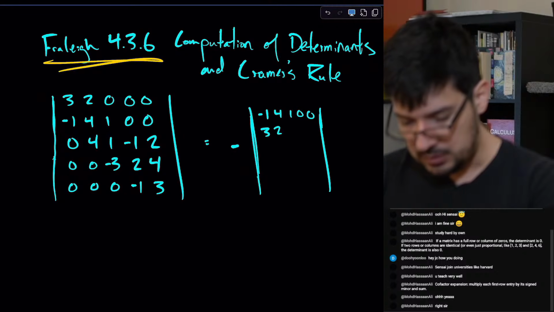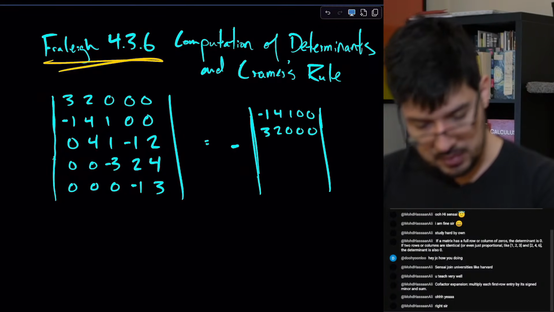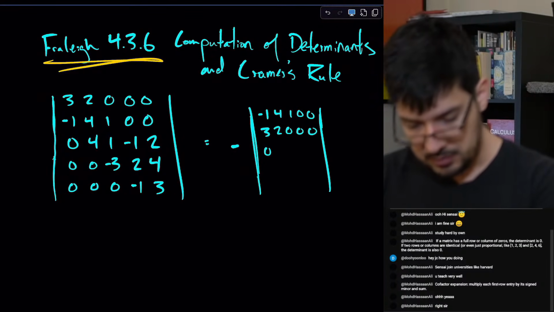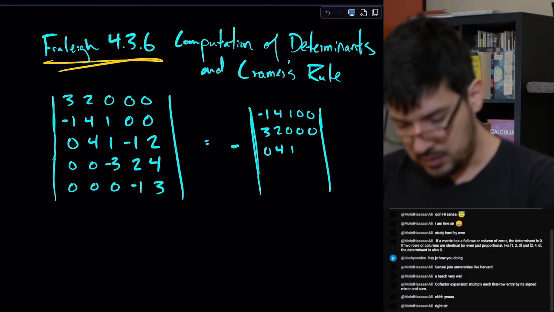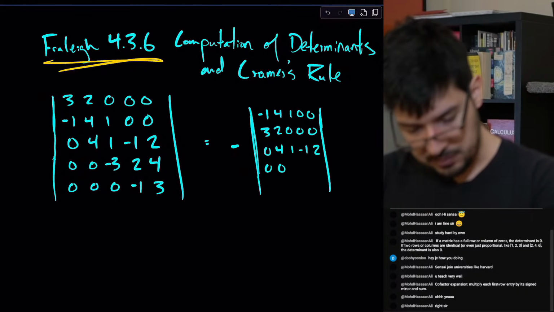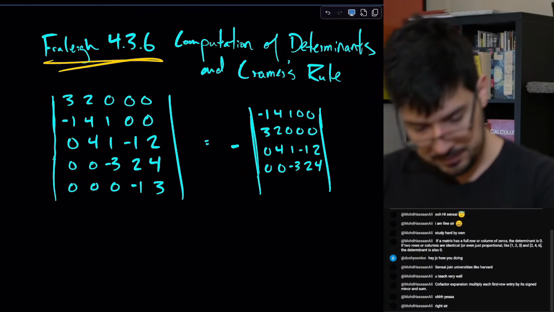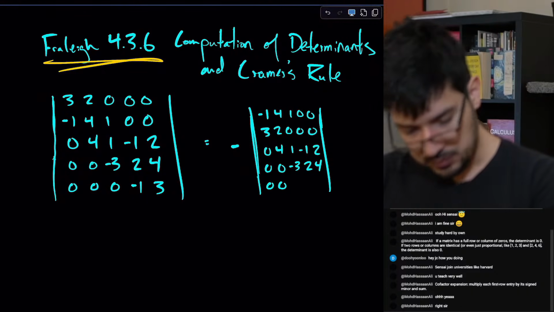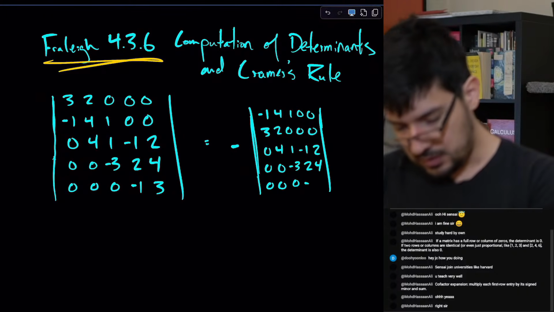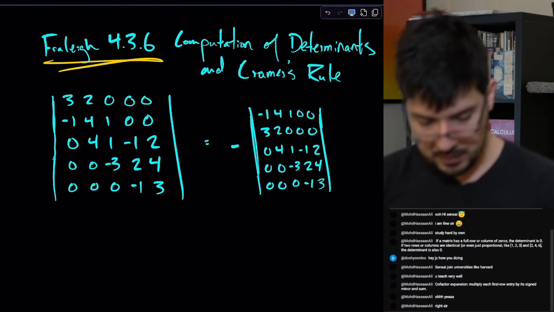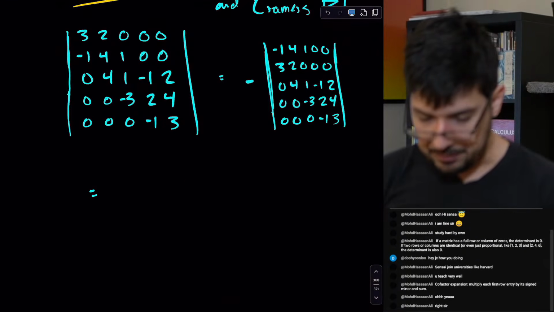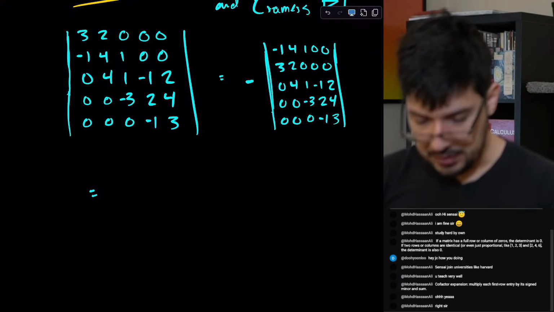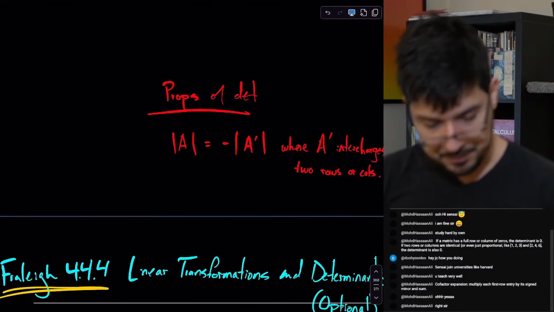3, 2, 0, 0, 0. 0, 4, 1, -1, 2. It's kind of like Sudoku or something, you know? It's not the worst way to spend 5 minutes if you're really, really bored. -1, 3. Okay, now another property of the determinant.